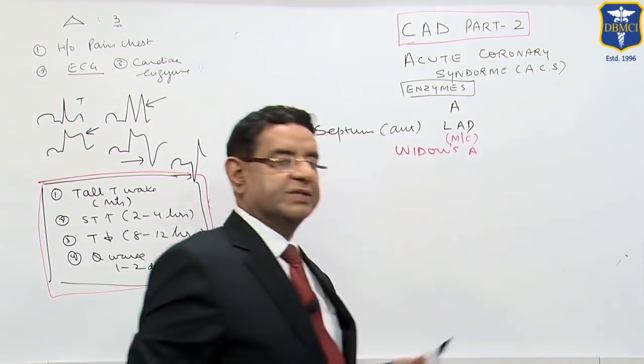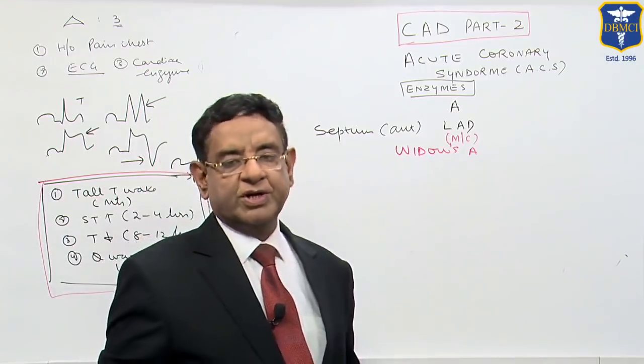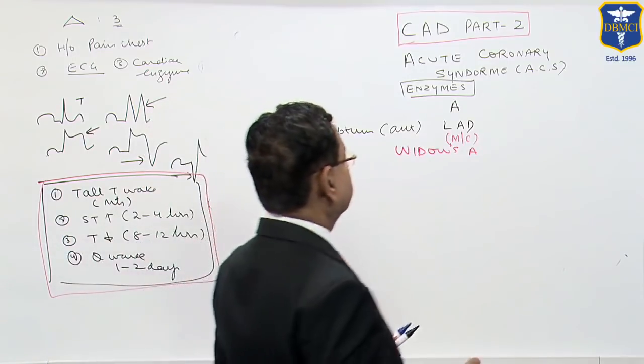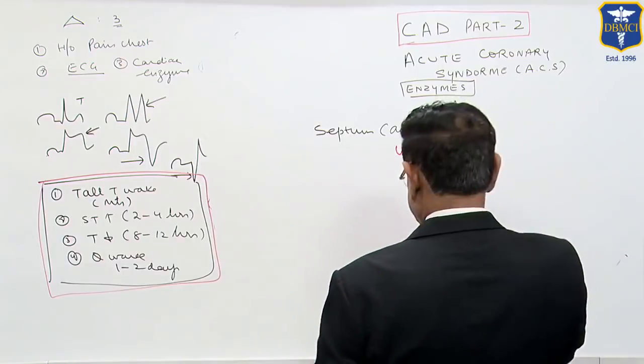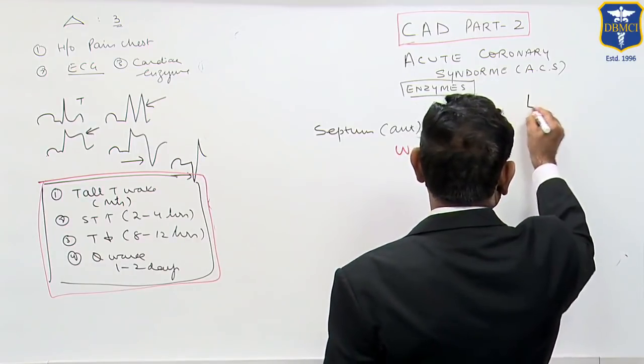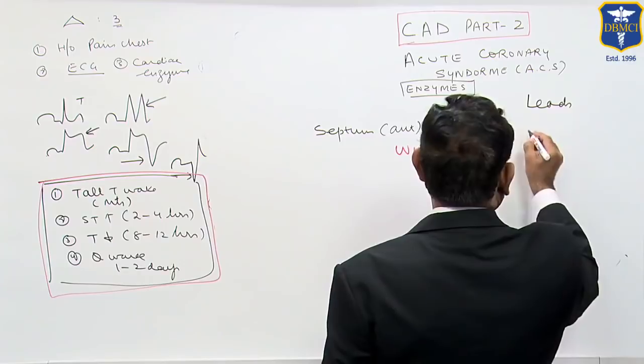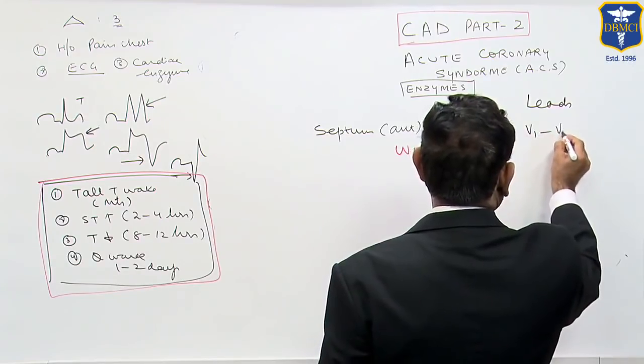And this artery is involved in around 40 to 50% cases. And this you can see in leads. Which leads can we see this in? ECG leads are V1 to V3.